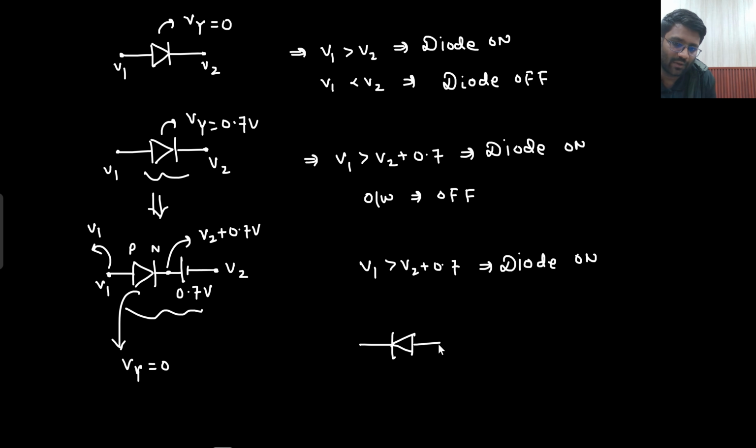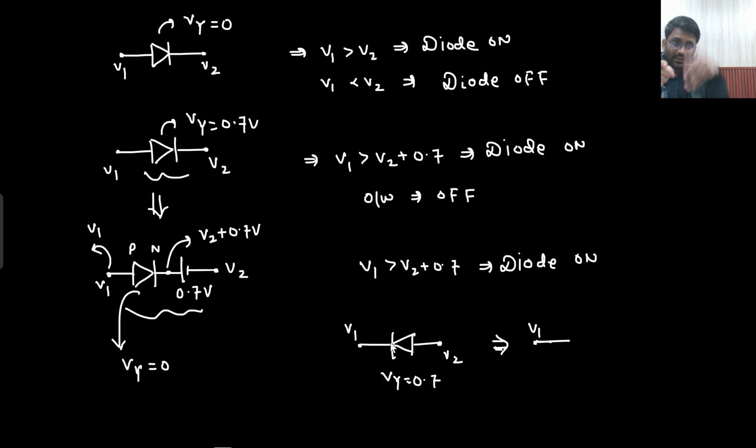If this is the scenario, how would you take out the battery? It is having the cut-in voltage of 0.7 volt. This is your V1, this is your V2. Without even thinking, I need to tell when the diode would be on. What I would do? Take out the battery. That means this is my V1 only.